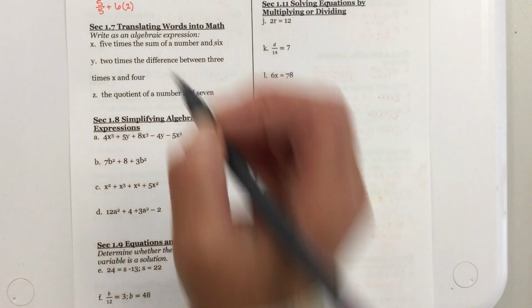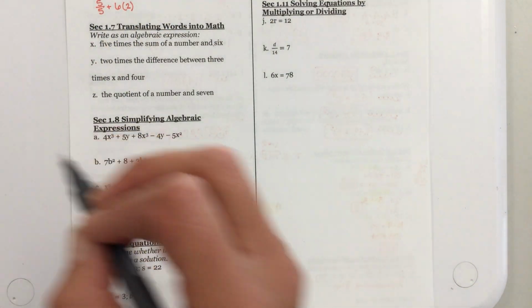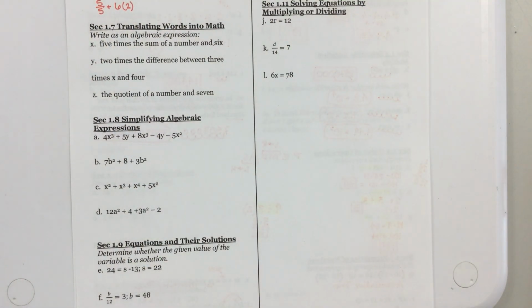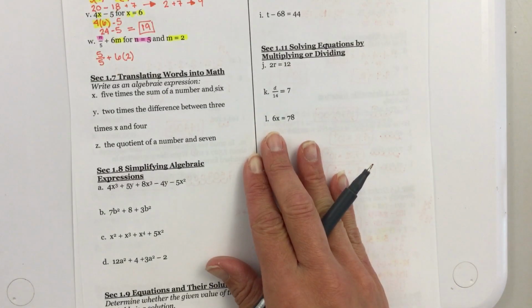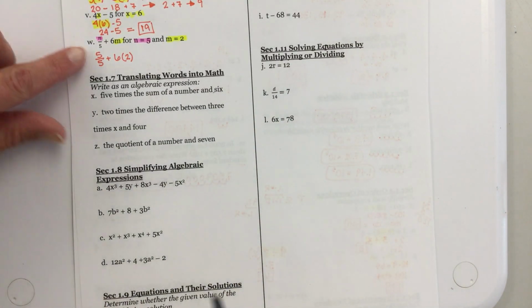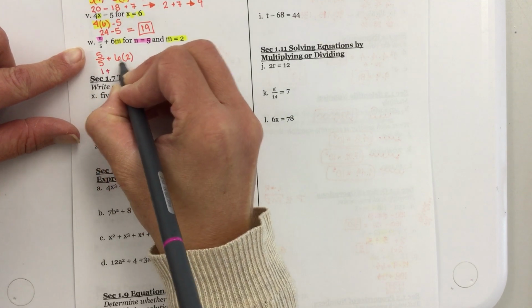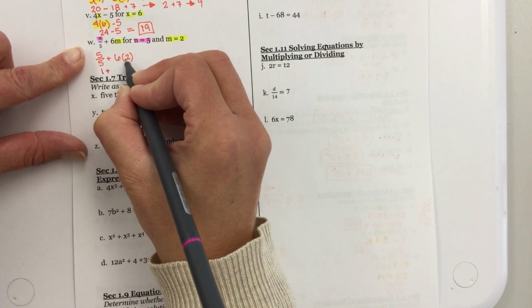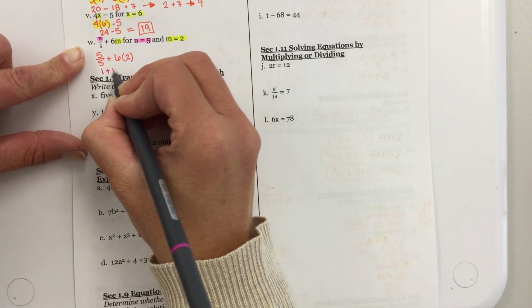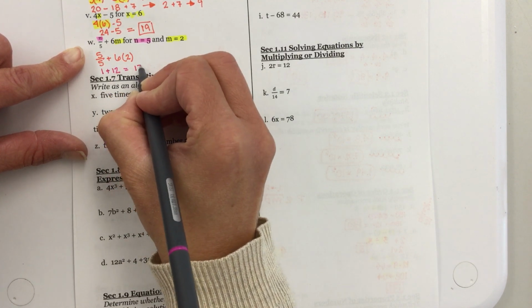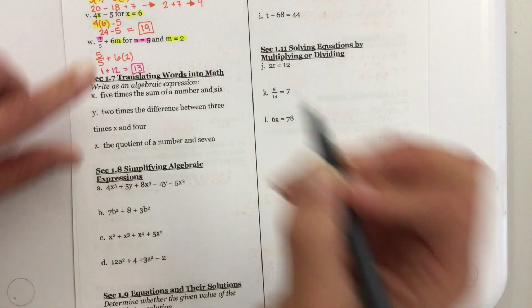5 divided by 5, we talked about how a lot of people think that 5 divided by 5 is 0, but it's really 1. And then you have to do the multiplication first, so 6 times 2 is 12. And then you would add them together for your final answer of 13.